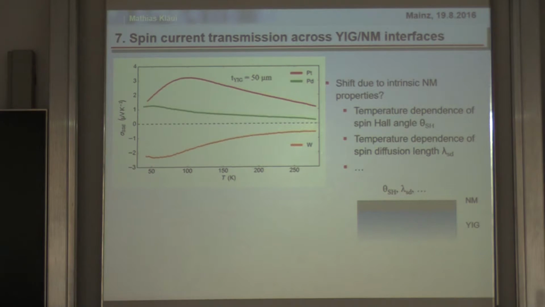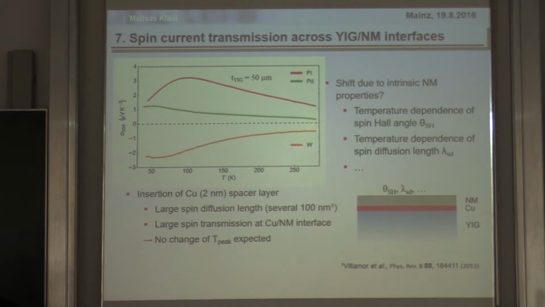Well, then people come and say, well, maybe the spin-Hall angle, so the efficiency of the conversion of the spin current to a charge current, has a different temperature dependence for platinum and tungsten. It's like, oops, yeah, maybe. Could also be that the spin diffusion length in the platinum and the tungsten has a different temperature dependence. So this is something to check.